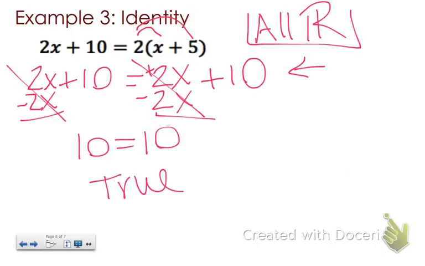So that is also what tells me that I have all real numbers. And what that means is that you could plug in absolutely any number for x, and this equation would still be true. It doesn't matter if it's positive, negative, a decimal, or a fraction, you will still end up with a true statement in the end. And that's what it means to have all real numbers as your solution.